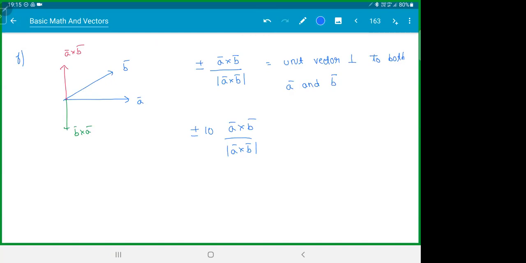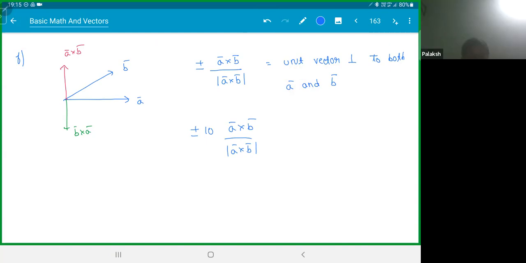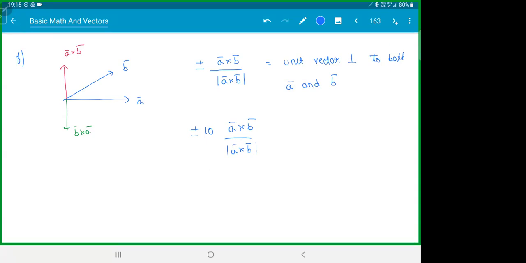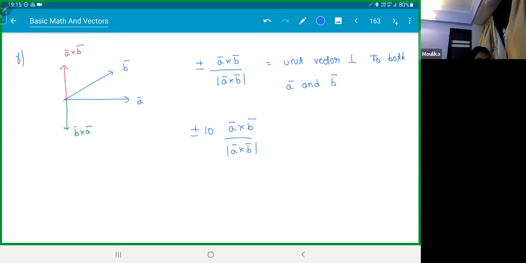Anyone not clear with this, please ask. Palaksh, Malika, clear with this? Yes, sir. Malika, sure? Are you still confused with that why it is perpendicular? No, sir. That you got it.